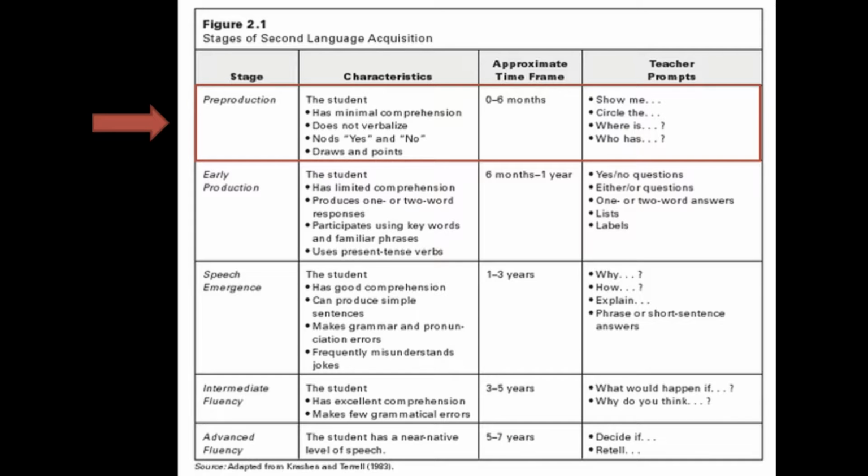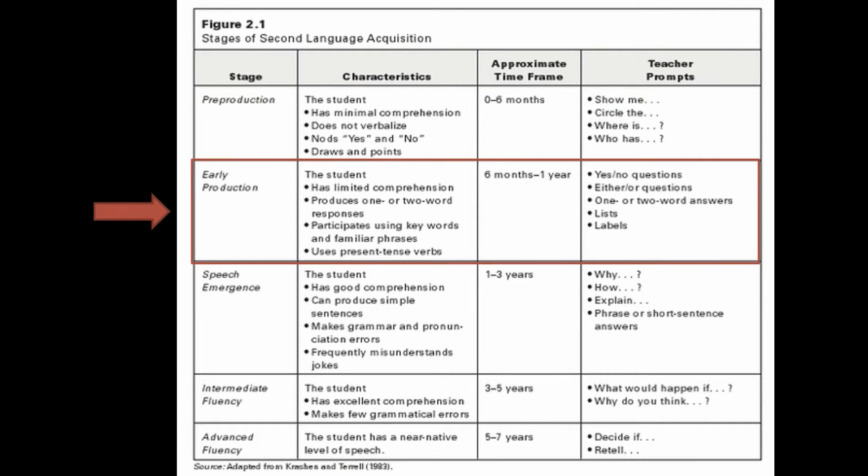Another thing to remember is their stages in second language acquisition. Most of our students are in the early production and speech emergence phase. So basically, in early production, it means they have a limited comprehension. They produce 1 or 2 word responses. They participate using key words and familiar phrases, and they use a lot of present tense verbs.